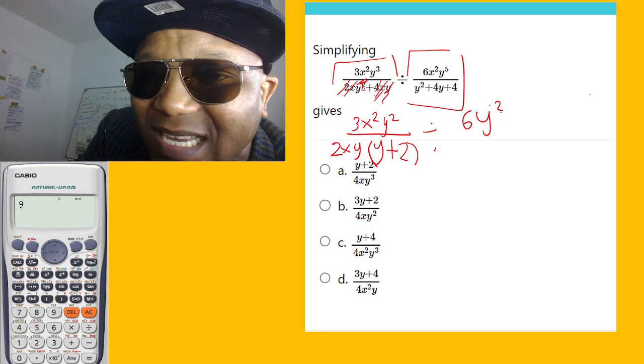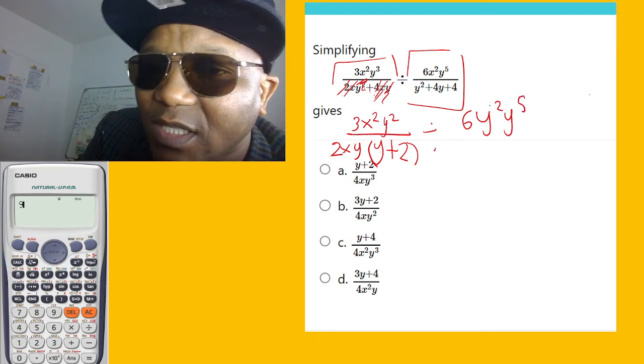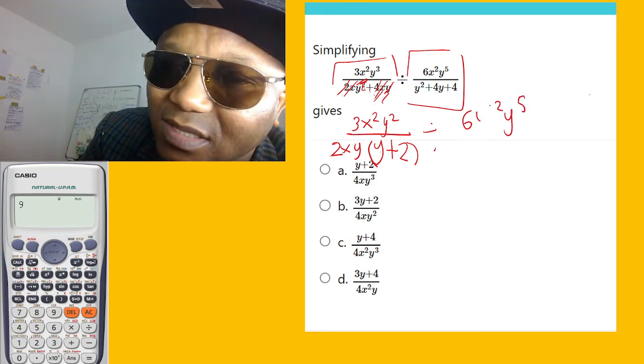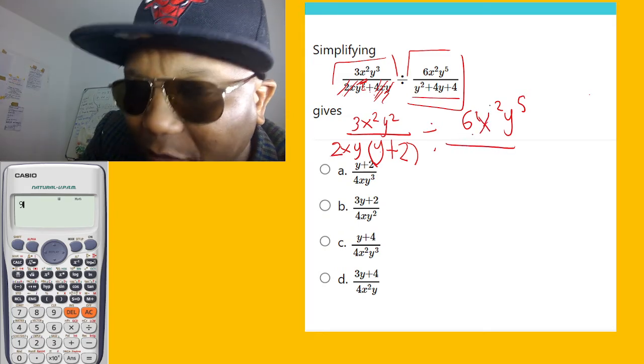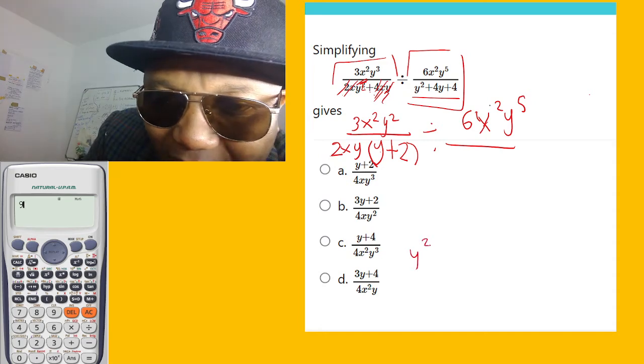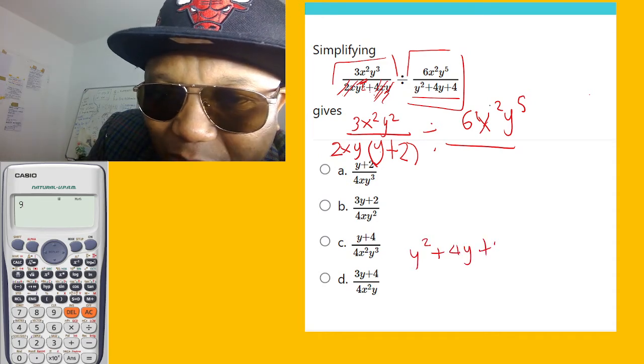It's going to be as it is, y power 5. This is x. At the bottom, look: y squared plus 4y plus 4.